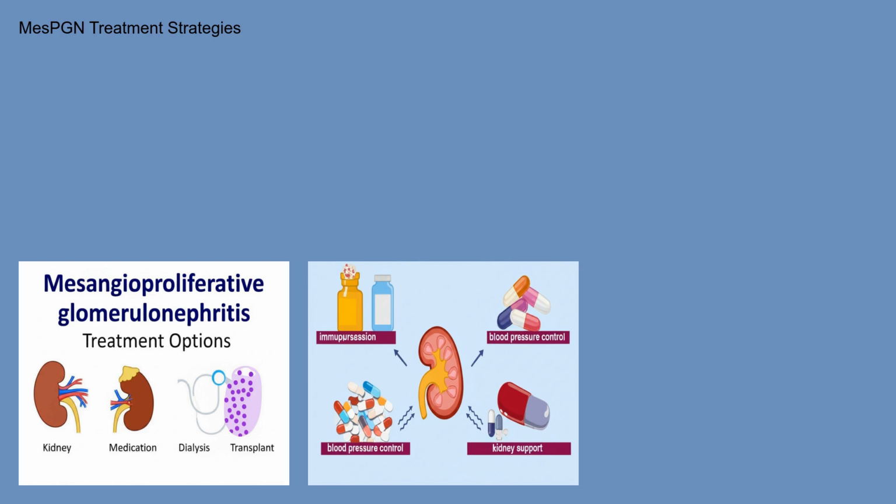The treatment of MES-PGN focuses on managing symptoms, slowing disease progression, and addressing any underlying causes. Medications may include corticosteroids or other immunosuppressants to reduce inflammation and immune system activity. Angiotensin-converting enzyme inhibitors, or ACE inhibitors, and angiotensin receptor blockers, or ARB, are often used to lower blood pressure and reduce proteinuria. Diuretics can help manage edema. In cases where a specific underlying condition is identified, such as an infection or autoimmune disease, treatment will be directed towards addressing that condition. In severe cases, dialysis or kidney transplantation may be necessary.